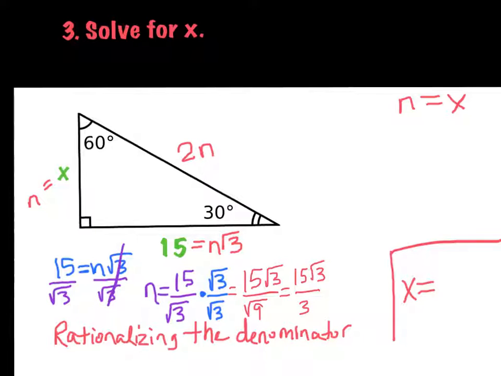Well, there's one more thing we can do with this. We can reduce the 15 and the 3. Okay, so if we divide both of them by 3, we're going to end up getting 5 root 3. And that's what n equals.